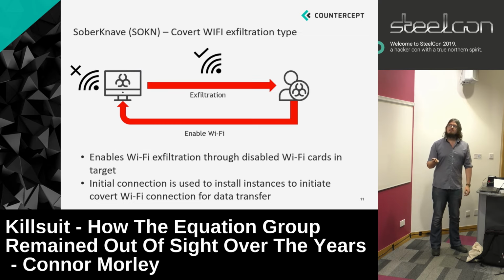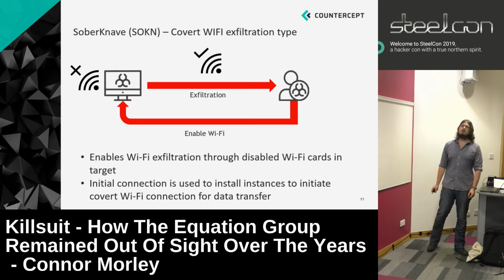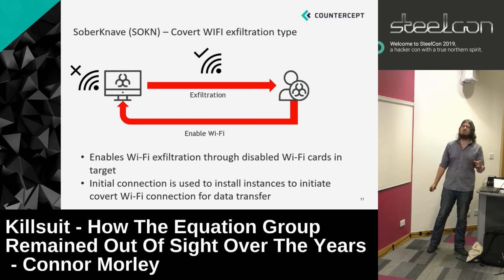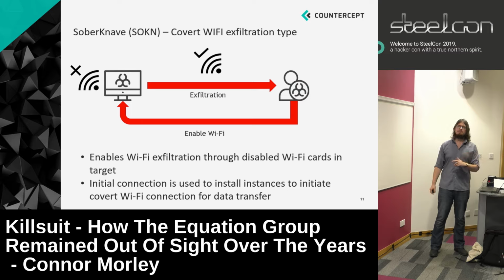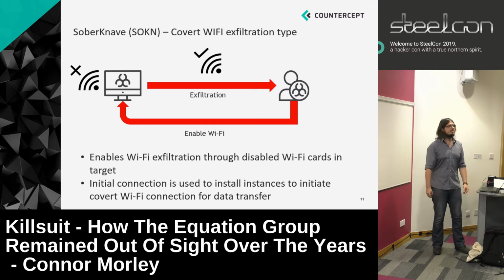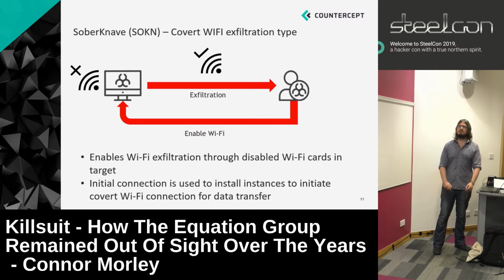Next one is Sober Knave. I actually really like this one, although it's a bit rare to use. If you have an air-gapped machine and you're somehow able to infect it, this enables the Wi-Fi. If there's a Wi-Fi card installed that's just disabled, it re-enables it to allow for exfiltration using their encrypted channels back to the operator. So effectively bypassing, if there's only Ethernet, you can then have another path for exfiltration.